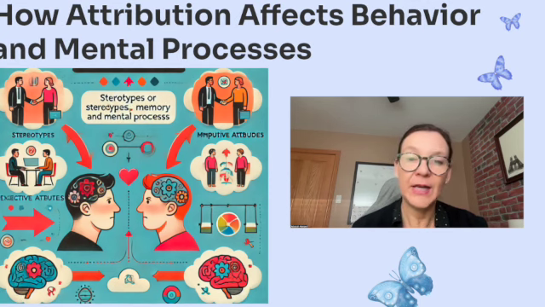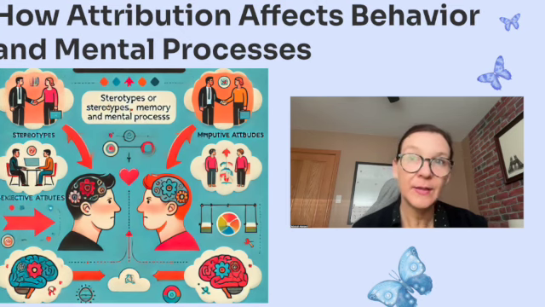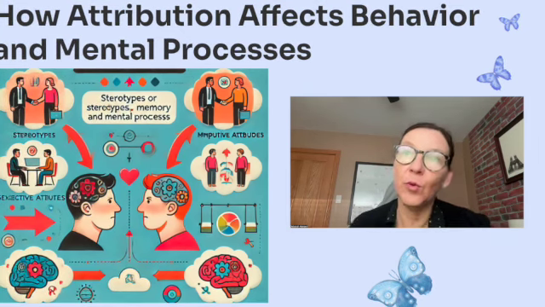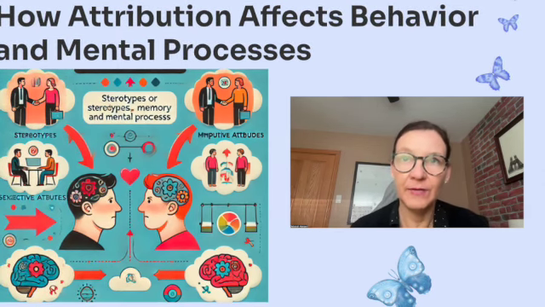So how do stereotypes and implicit attitudes affect both behavior and mental processes? These subconscious influences play an important role in shaping our interactions and our decisions. So let's start first with behavioral impact.